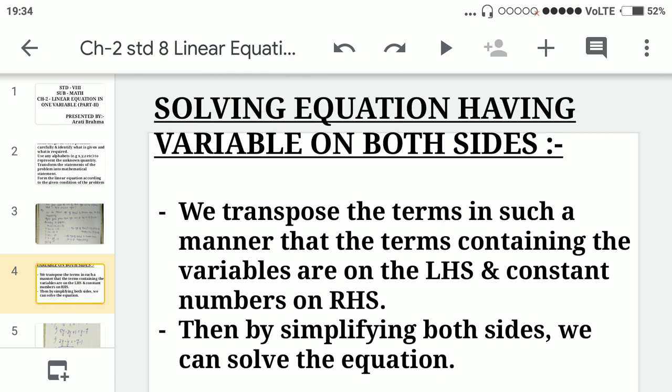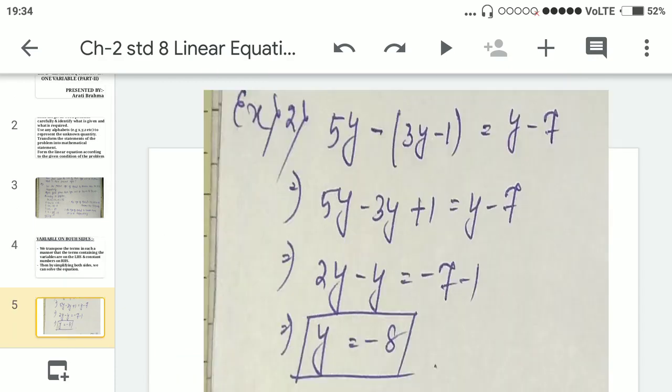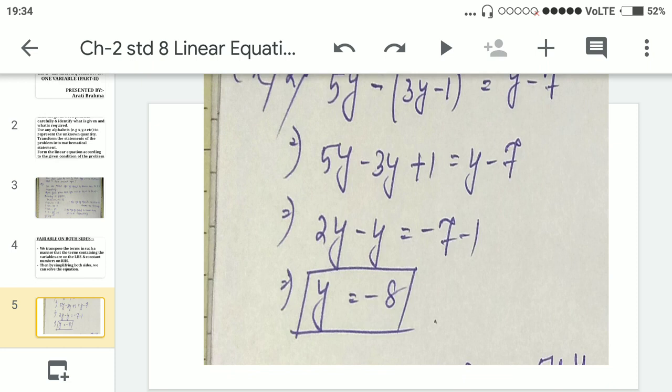Just look at the example here: 5y minus (3y minus 1) equal to y minus 7. If there is a minus outside the bracket, when you open the bracket, the sign will be changed. Here it is 3y minus 1, no? So after opening the bracket, that will be minus 3y and plus 1. This minus 1 will convert into plus 1, and equal to y minus 7. So 5y minus 3y, that is 2y, and here on the RHS y is there, so if shifted to LHS, that will be minus y, equal to minus 7, and here plus 1 is there, shifted to RHS, that will be minus 1. So 2y minus y, that is y, and minus 7 minus 1, that is minus 8. So this is the way to solve this equation.